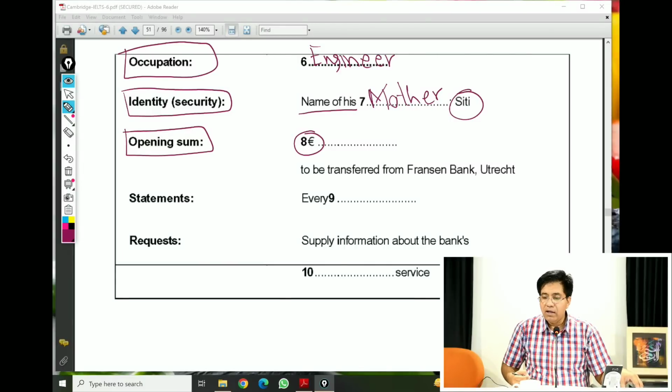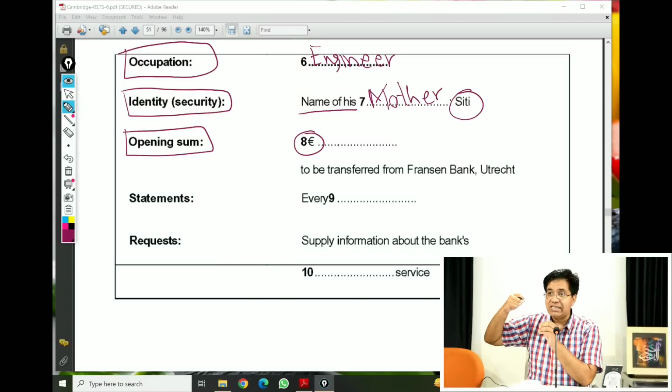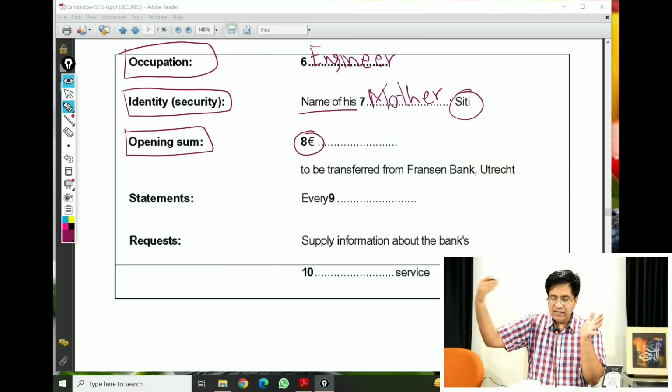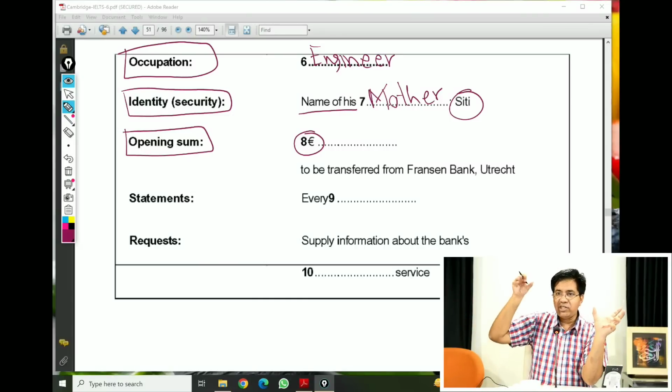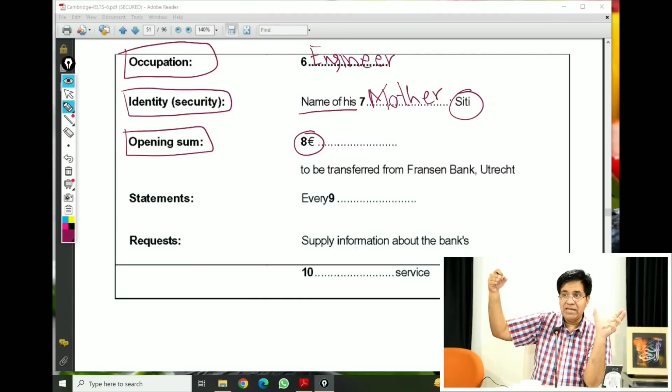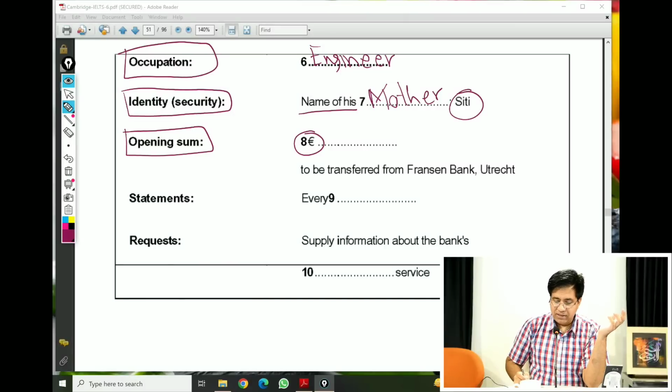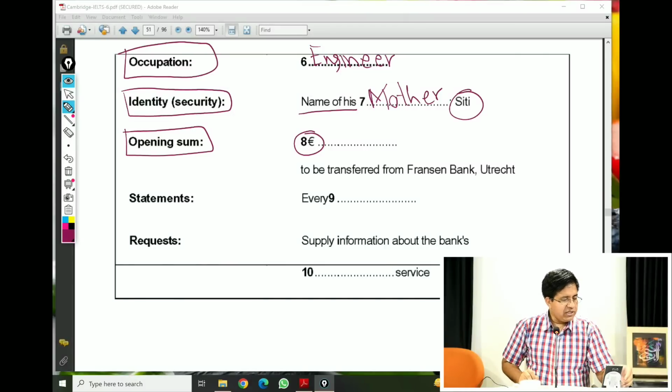Okay, that's a very good question. When they have written "name of his", then it is "mother". Otherwise, "mother's" and then "name". Right? Name of his mother and mother's name. So if it was like dash name, then you would have written mother's name. But now, name of his mother. Okay? All right, question number 8.